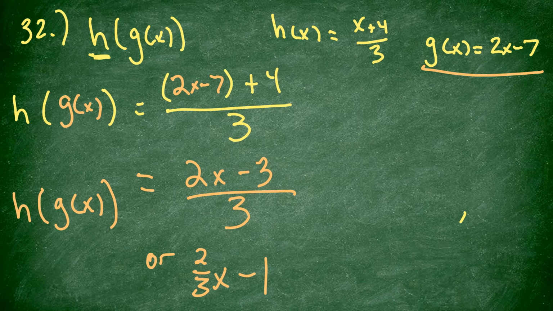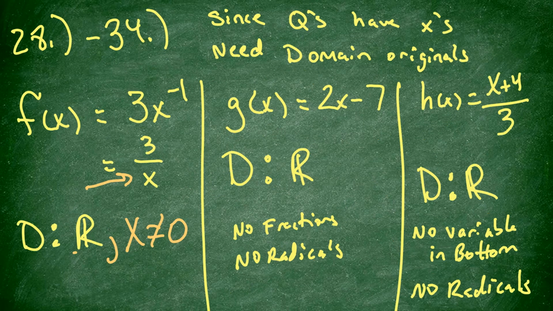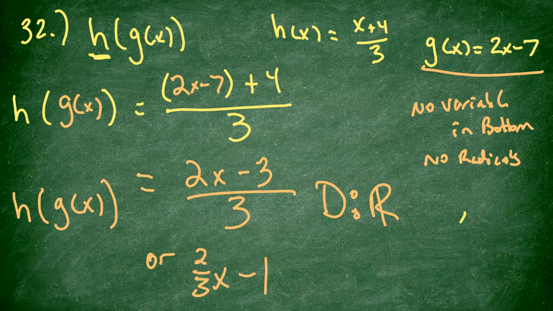Now I'm doing domain. My domain always starts off with all the real numbers. I don't see a variable in the bottom, so there is no variable in the bottom. And I look, there are no radicals. And then if I look back on g and h over here, g and h are all the real numbers, so they're not going to change anything. So that's my final answer right here.